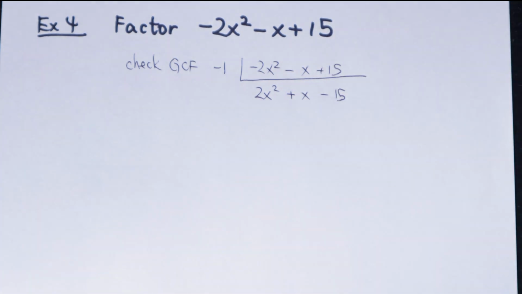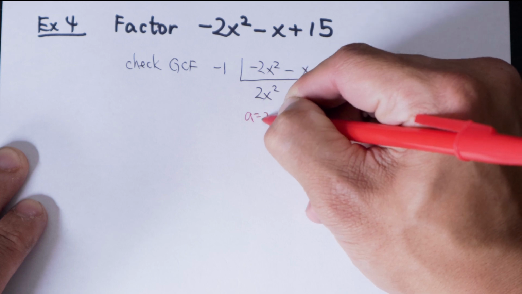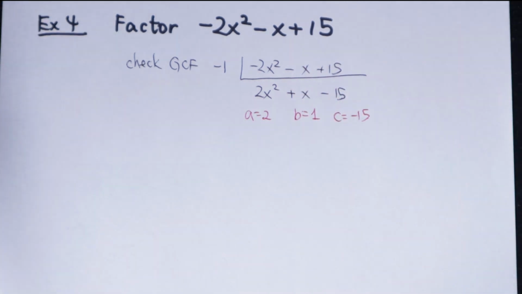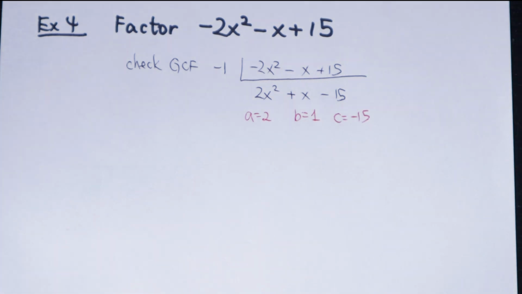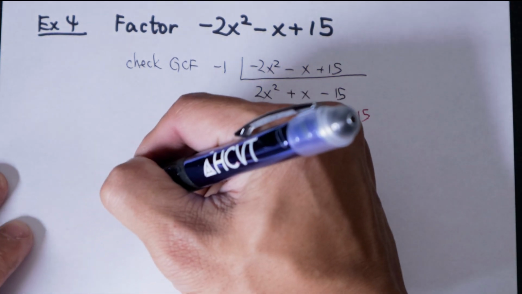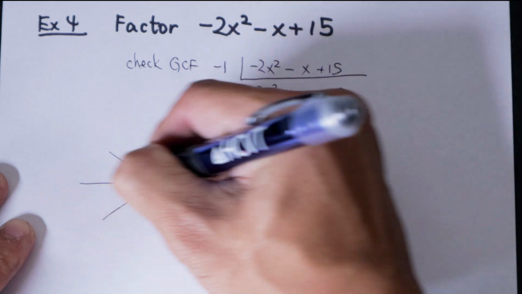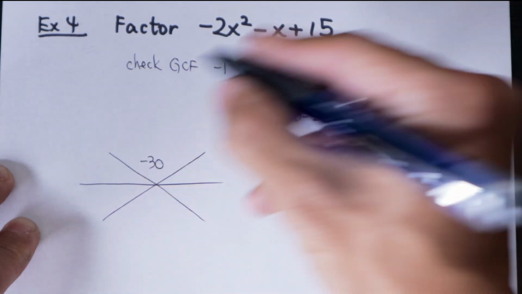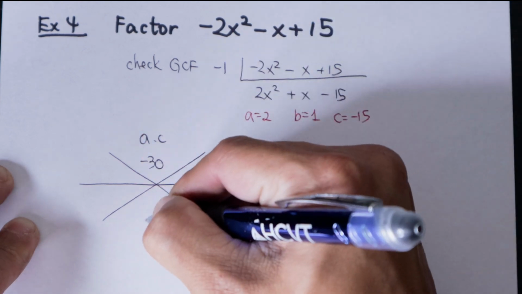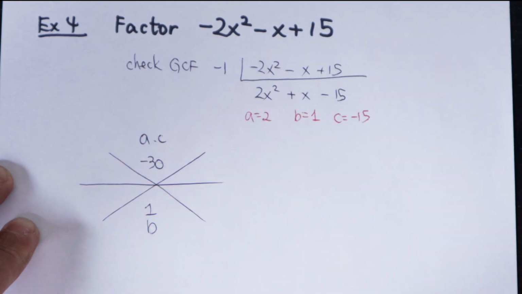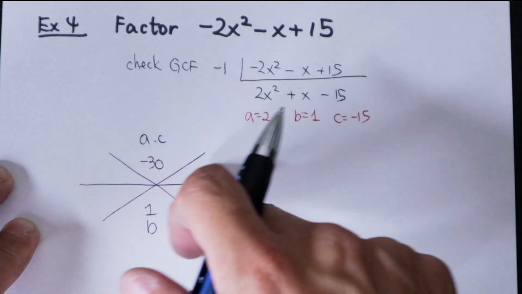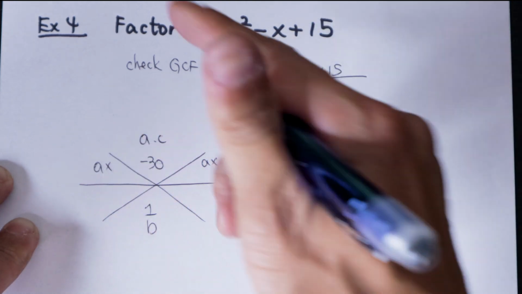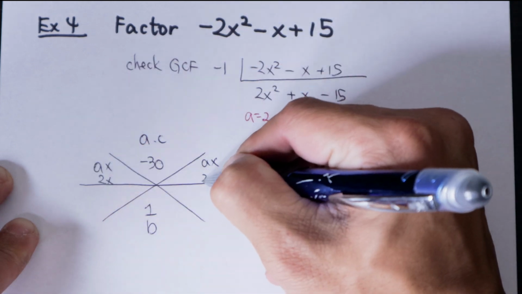So once you take out the GCF, your new a is going to be positive 2, your new b is going to be positive 1, and your new c is going to be negative 15. So we're going to use the star method. So to do the star method, we're going to draw a star for the 4th time in this lesson. The a times c is going to be negative 30. Right? We're just going to make a note, a times c. B is going to be positive 1. And on both sides of the star method, we're going to write ax and ax. In this case, a is 2, so it's going to be 2x and 2x.